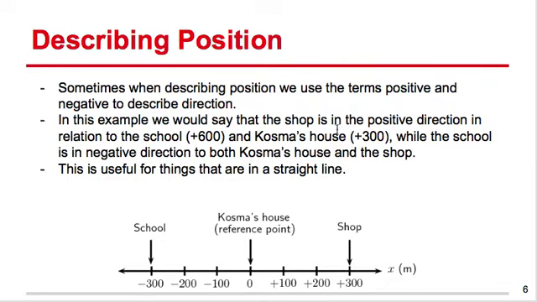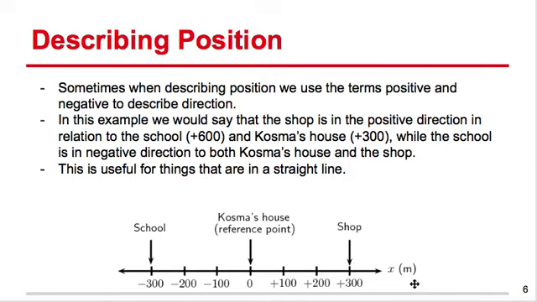And Cosmo's house is plus 300 in reference to the school. So from the school, plus 300 gets you to Cosmo's house. While the school is in the negative direction to both Cosmo's house and the shop. Right? We have to go negative in this case to get to the school from Cosmo's house or the shop. This is useful for things that are in a straight line. It's not very useful when we're describing things that are on a map or can go up and down as well as side to side.